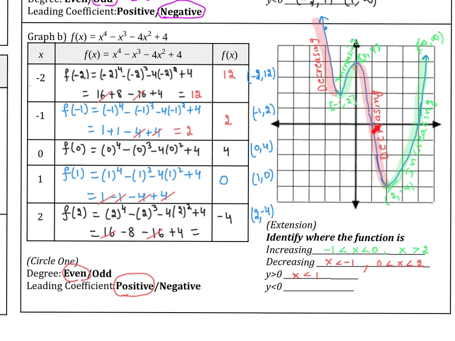From 1 to 4, the graph is less than 0. So when x is greater than 1 and less than 4, the graph is below the x-axis. And again, starting from 4, the graph goes above the x-axis, or greater than 0. So from this point, x is greater than 4, the graph again is above the x-axis or greater than 0.